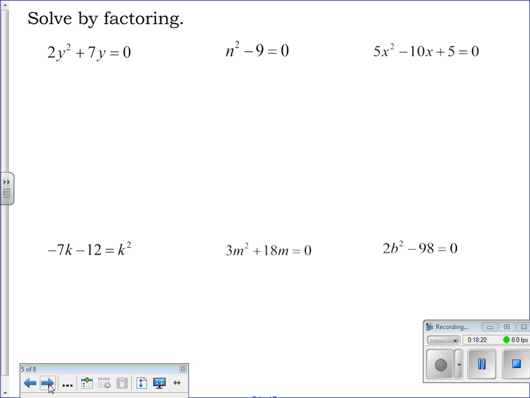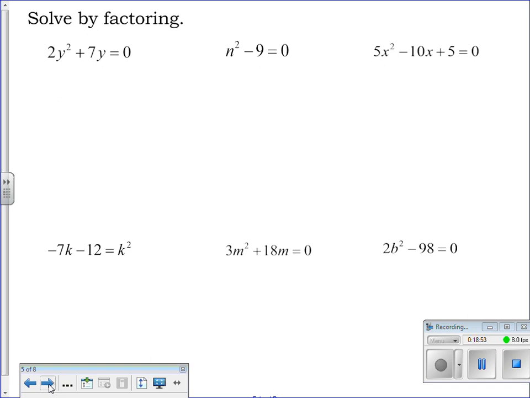Okay, more examples, and these are important examples. So the first one, 2y squared plus 7y is equal to 0. X box factoring is not going to work on this one because I need 3 terms. However, this is factorable. What do I have in every term? What's in every one of those terms?